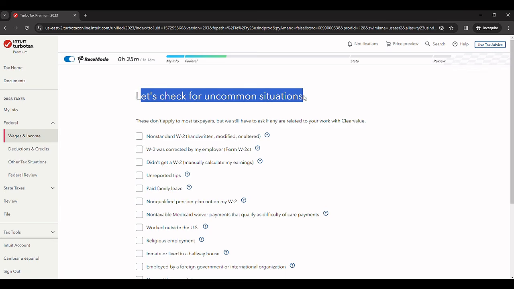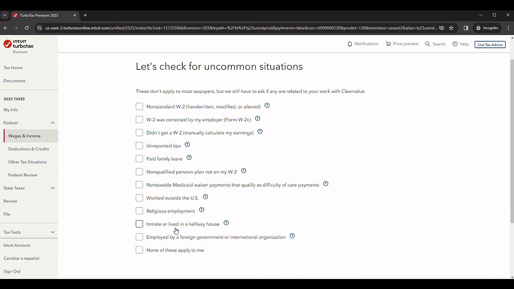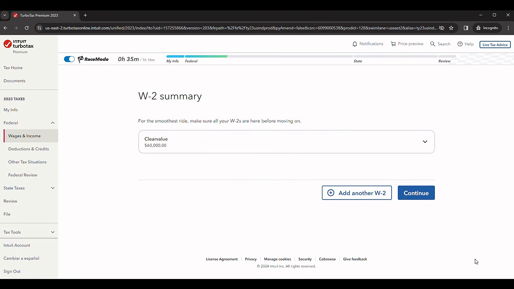Here they want to check for uncommon situations. Let's look for a few of these. If you worked outside the U.S., for example, there's a foreign earned income exclusion. They're just looking for things like this. There's special tax treatment for religious or inmates or things like that. But here we're going to say none of these apply to me. Continue.